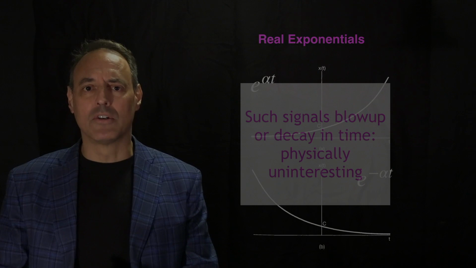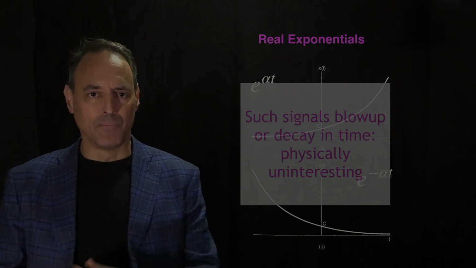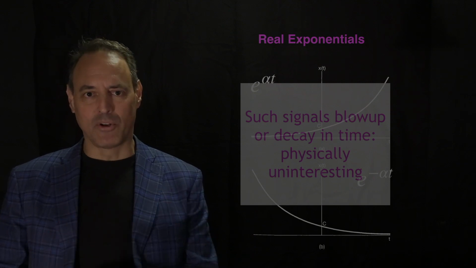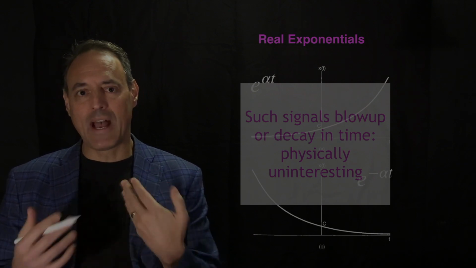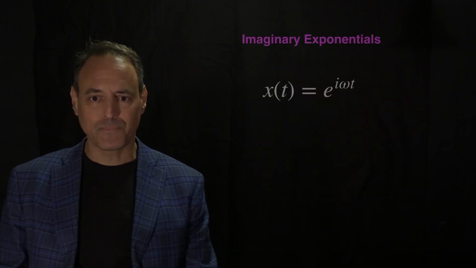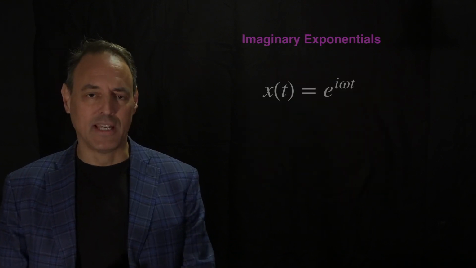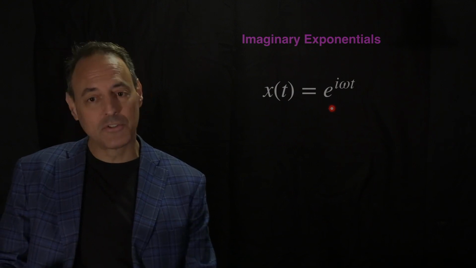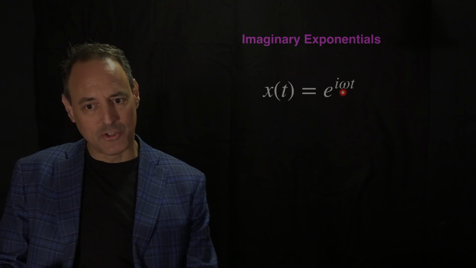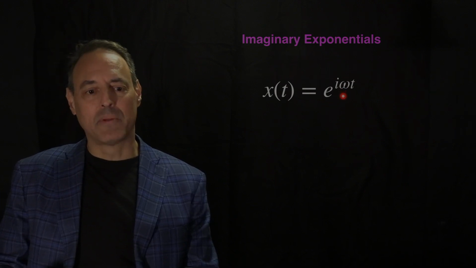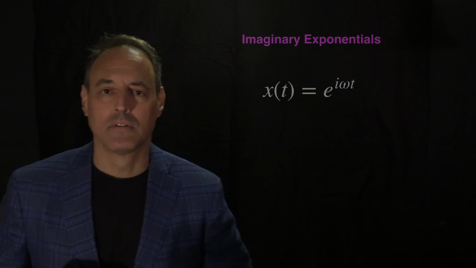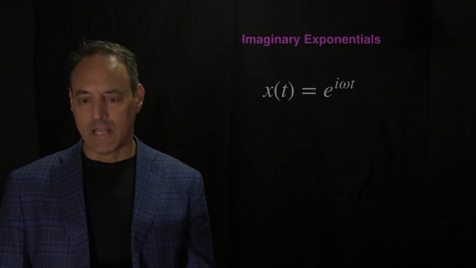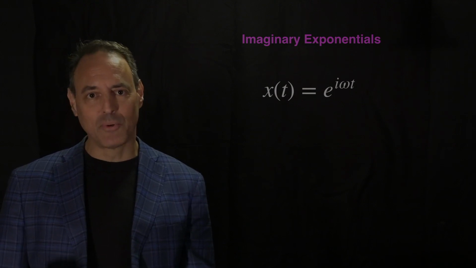What we really want are signals that persist over time. In other words, instead of a real exponent, signals where the real part of the exponent is zero, but have an imaginary component. That's what we want to go after here in thinking about signal processing. Most of this course is going to be focused on signals of this form, exponentials, but the exponent has complex components, or is purely imaginary. Those are the exponents we're really interested in.